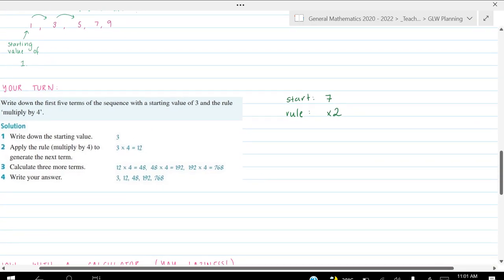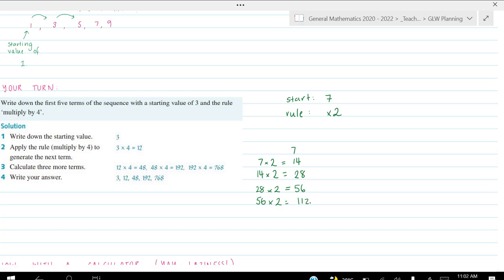So a starting value of 7 would be my first term. 7 times 2 is 14 to get my next term. 14 times 2 is 28 to get my next term. So we want the first 5 terms. 28 multiplied by 2 is 56. And one more, 56 multiplied by 2 is 112. So they're the first 5 terms of the sequence.